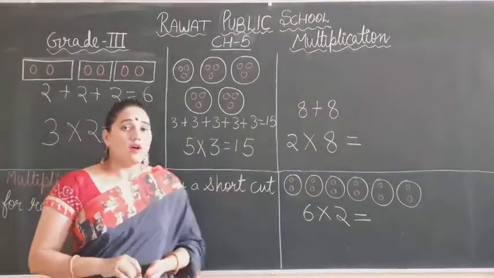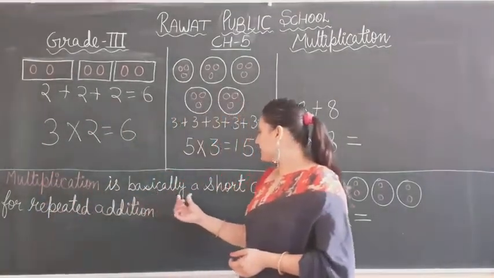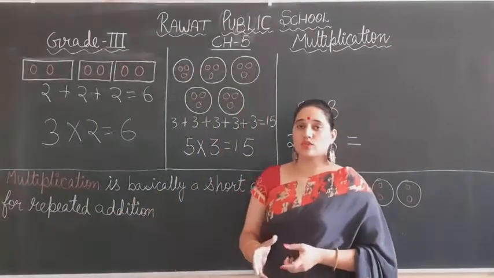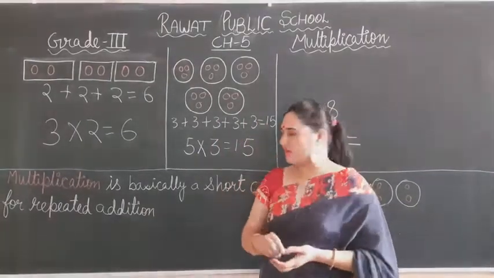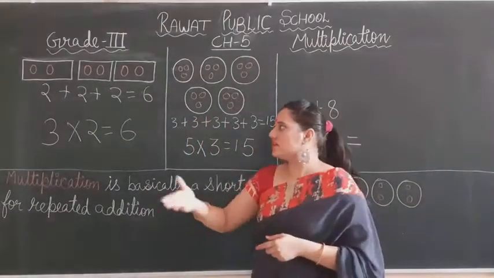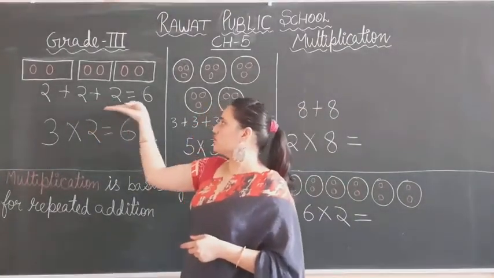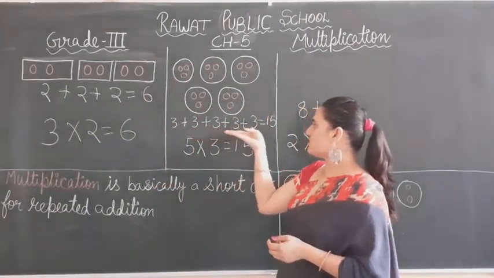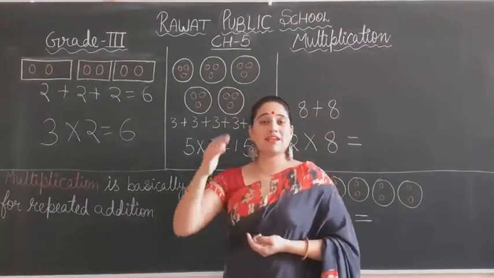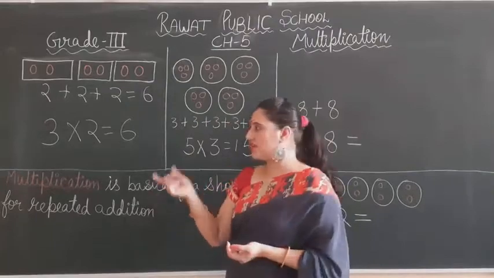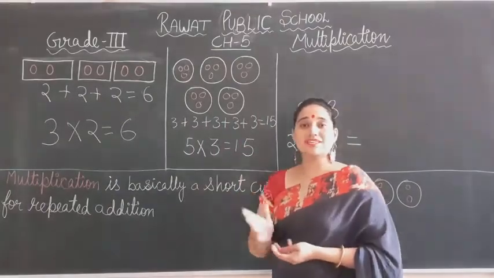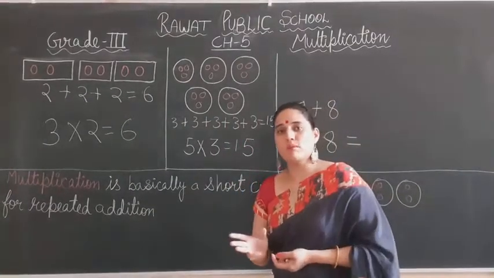Now, multiplication is basically a shortcut for repeated addition. Multiplication, beta, is a short form of addition. Short form of what? Repeated addition. So as I have to write 2 plus 2 plus 2, or you can say 3 plus 3 plus 3 plus 3 plus 3 and so on. How should we cut it short? How will we do our work in short form? So I said 3 times 2, or I can say 5 times 3. So we converted our repeated additions to multiplication.